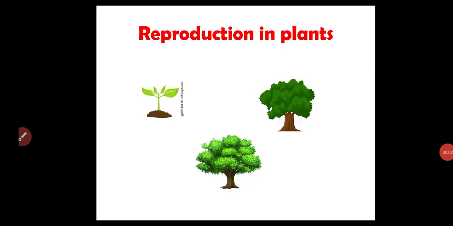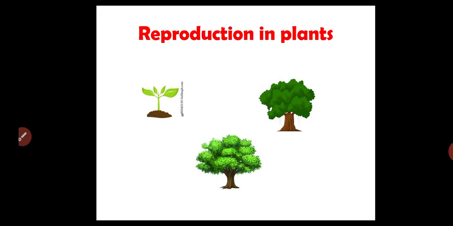So, reproduction in plants. As we were discussing, reproduction in living organisms also happens in plants. Even plants do reproduce, so the same concept is applicable to plants also. But the way they reproduce might be different. They have two modes of reproduction, that is asexual reproduction and sexual reproduction.